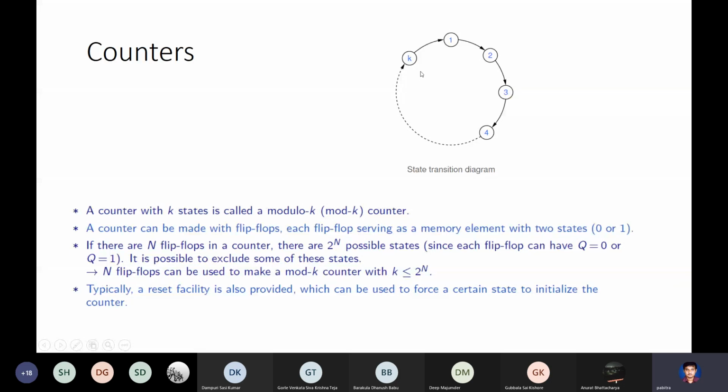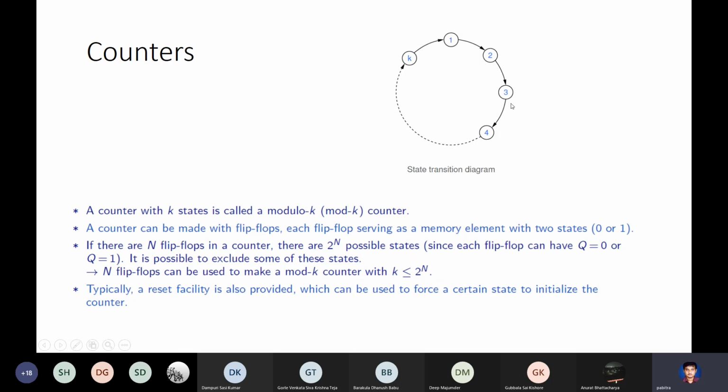And after you reach the highest count, it resets to the first count, which may be 0, which may be 1, as we decide by our convention. So it resets and then it cycles. Even though the basic diagram is of this type, these cyclings can be in both directions. It can be an up count, or it can be a down count.